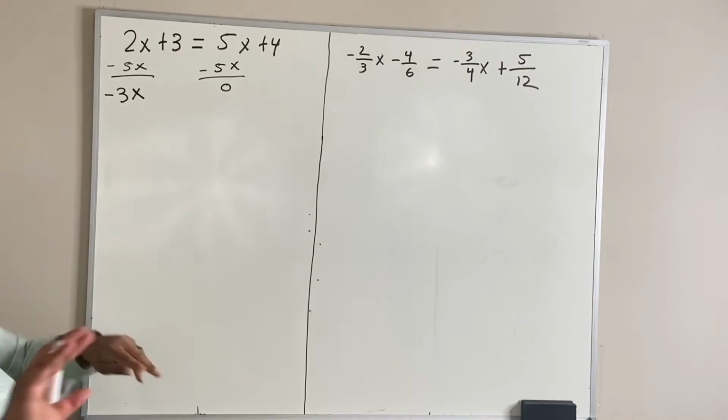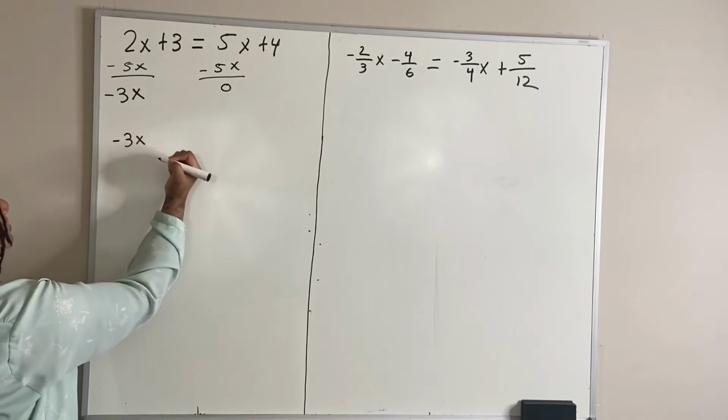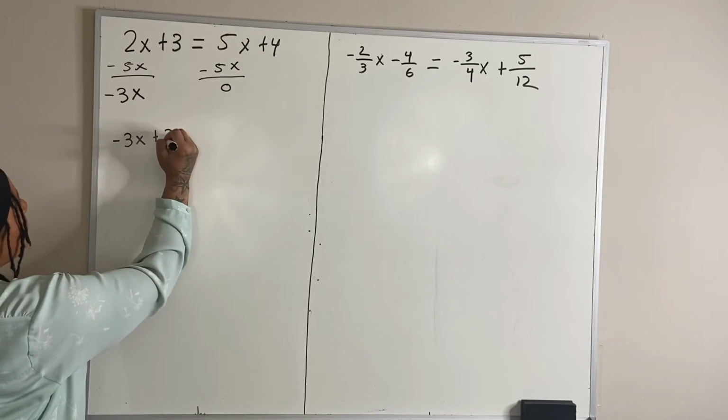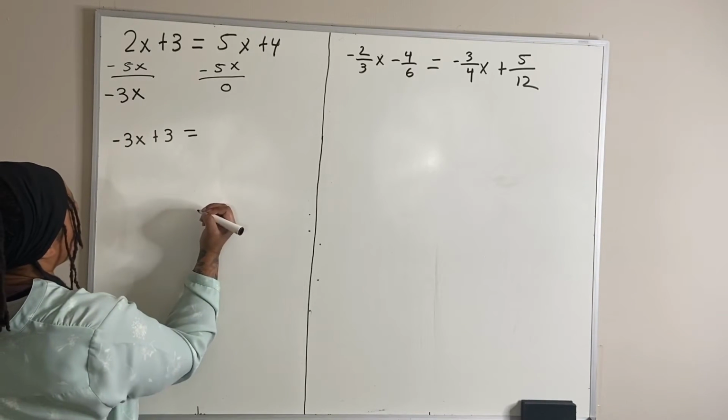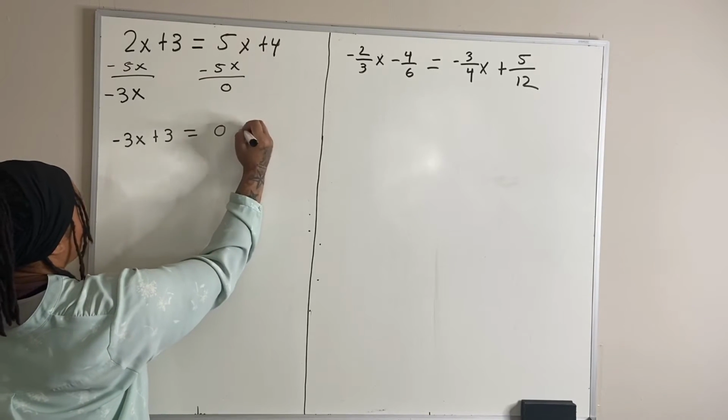Okay? So let me just rewrite and clean this up. So now we have negative 3x plus 3 is equal to, remember this is a 0, so 0 plus 4.